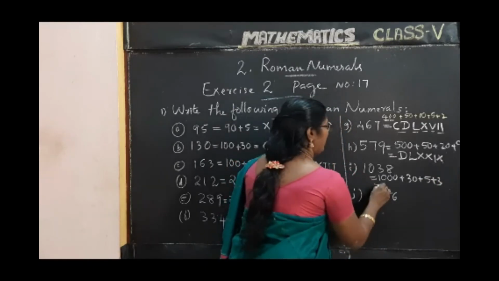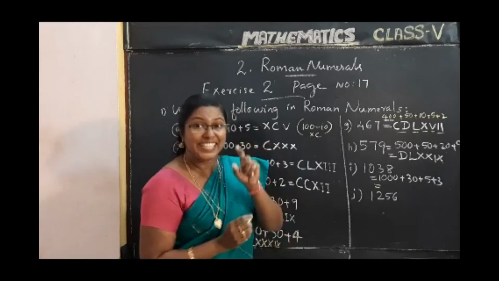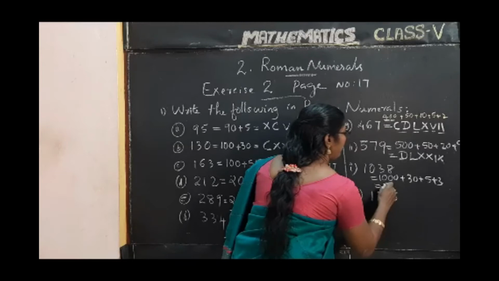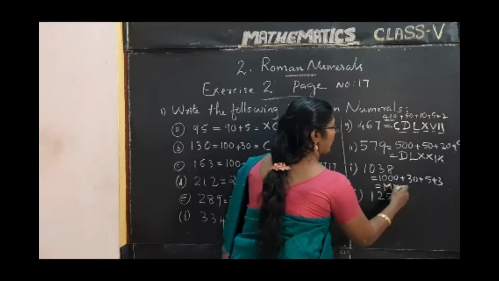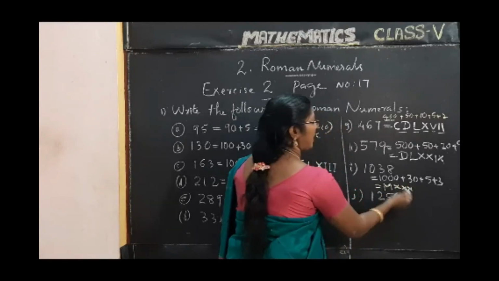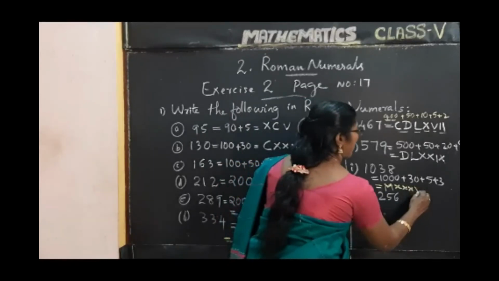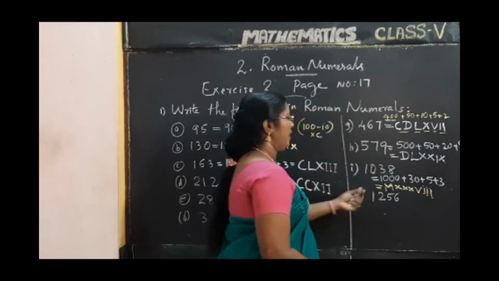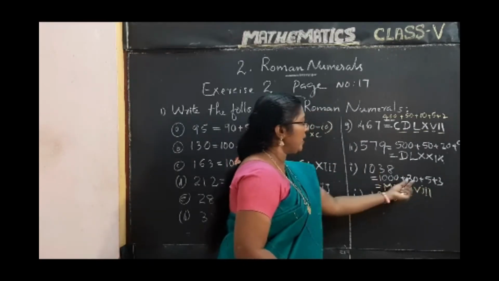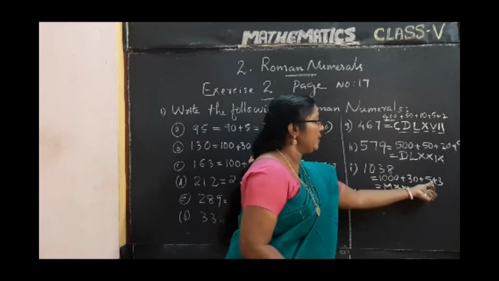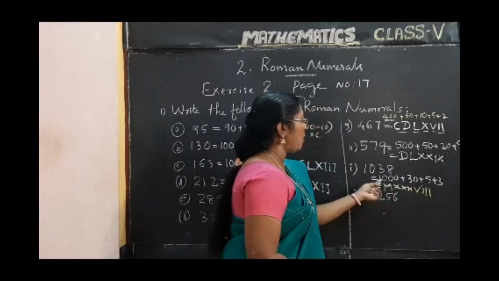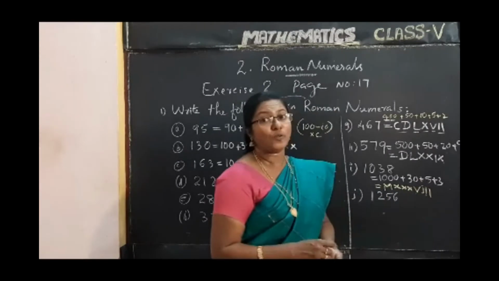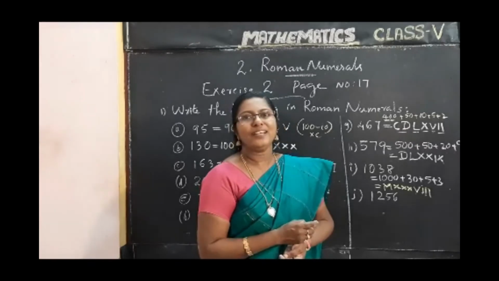Here, the symbol for 1000. Yes, M denotes 1000. M, then 30: XXX makes 30. Then 5 and 3: III makes 3. Okay. M denotes 1000, then 30, XXX makes 30, then V and III. 1038: 1000 plus 30 plus 5 plus 3. Okay, clear?